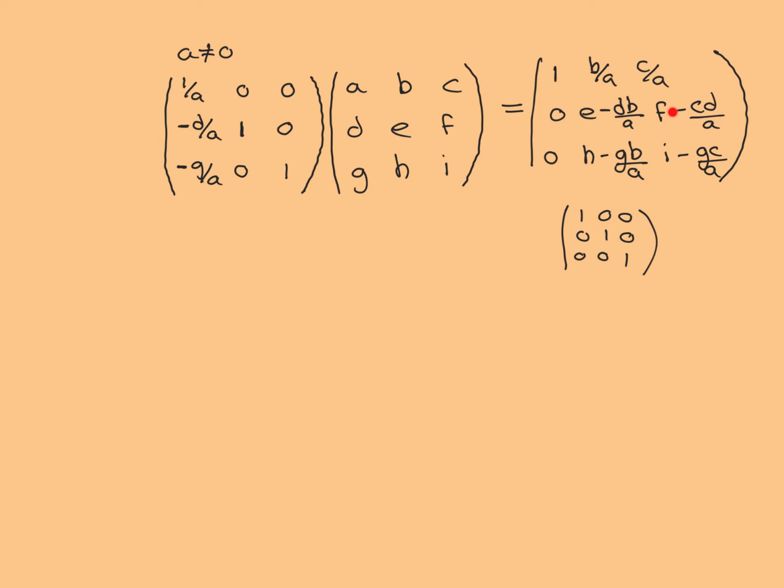I've just changed, my notation's not really consistent. It would have been nice if I'd written DC here rather than CD, but never mind. And then here we've taken one lot of the third row, and then we've taken away G over A lots of the first row. So we'll get minus GB over A and minus GC over A. Yep, so this is right. So we've made this bit correct now.